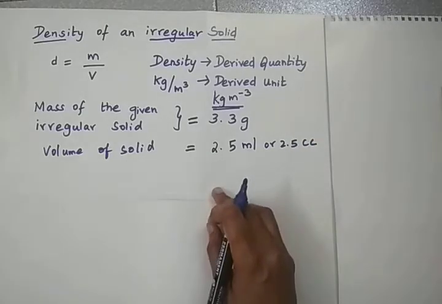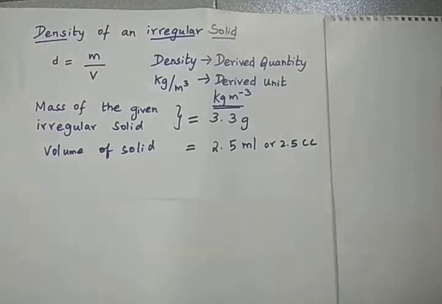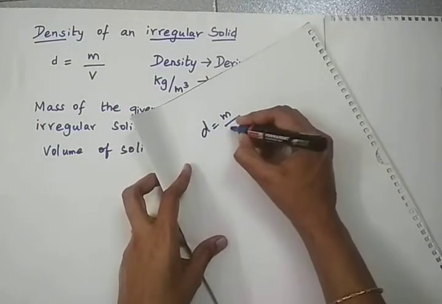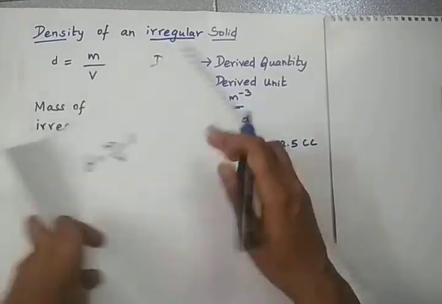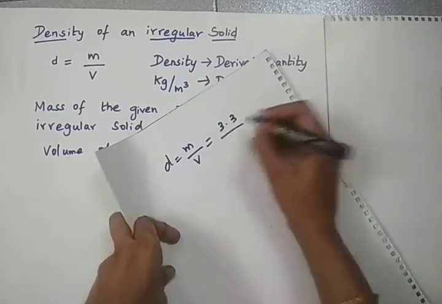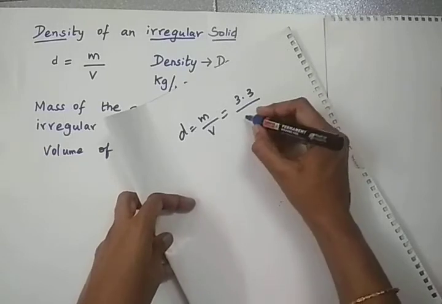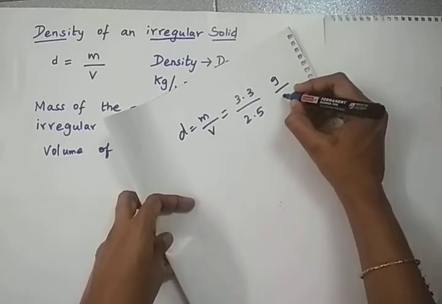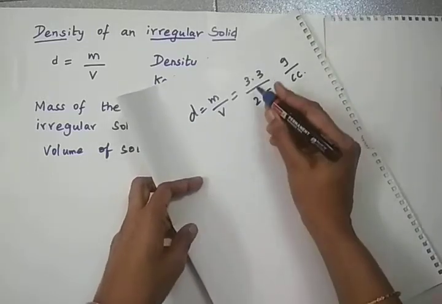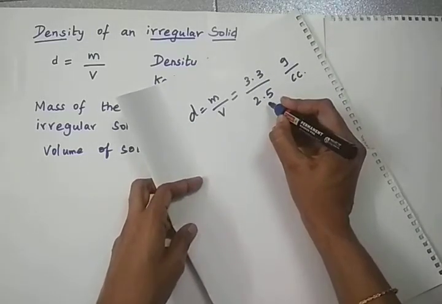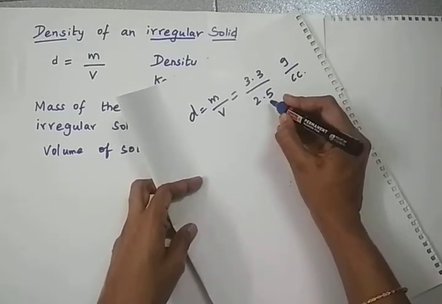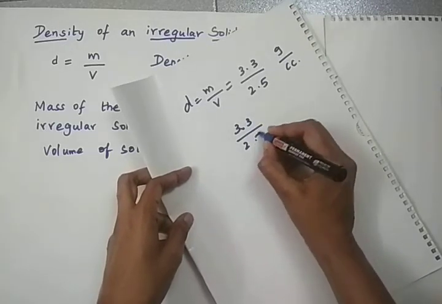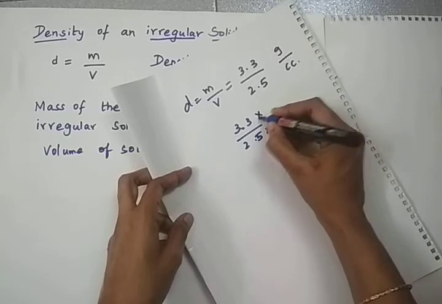Now we have to find the density of it, right? So how will you find the density? D is equal to m by v. So what is the mass? I told you it is 3.3. What is the volume? It is 2.5 cc. So this is in gram and this is in cubic centimeter, right? Now the denominator has a decimal number. So what do you have to do? You have to remove this decimal, for which you have to multiply both the denominator and the numerator by 10.